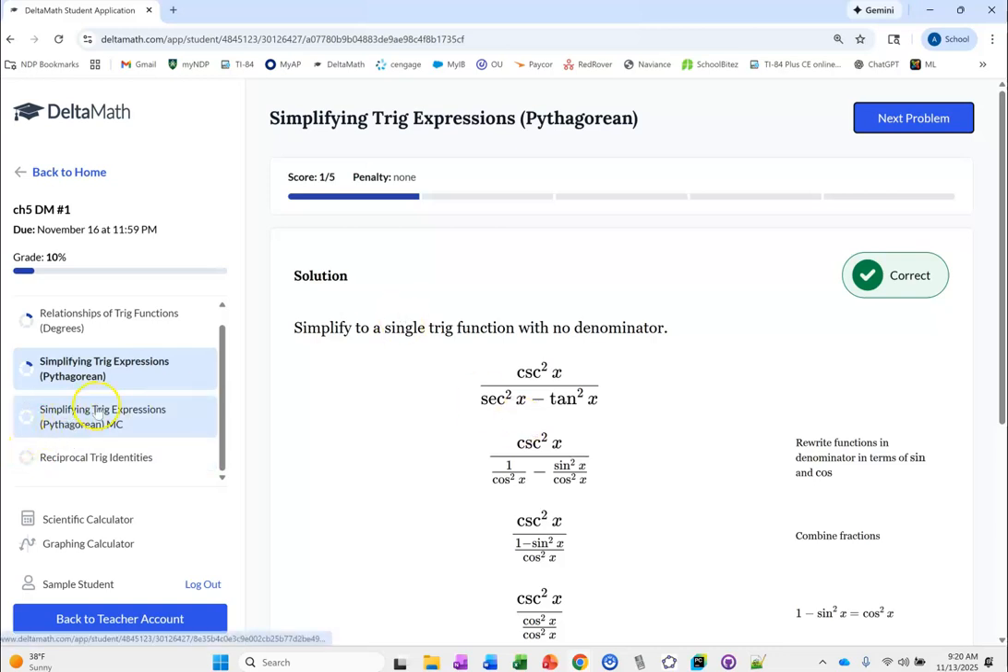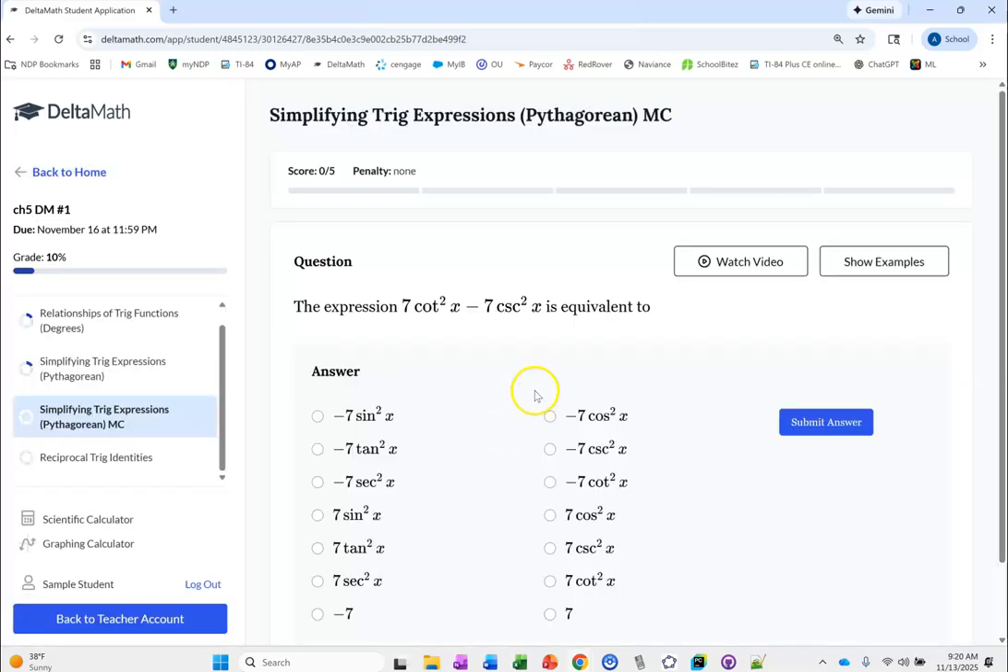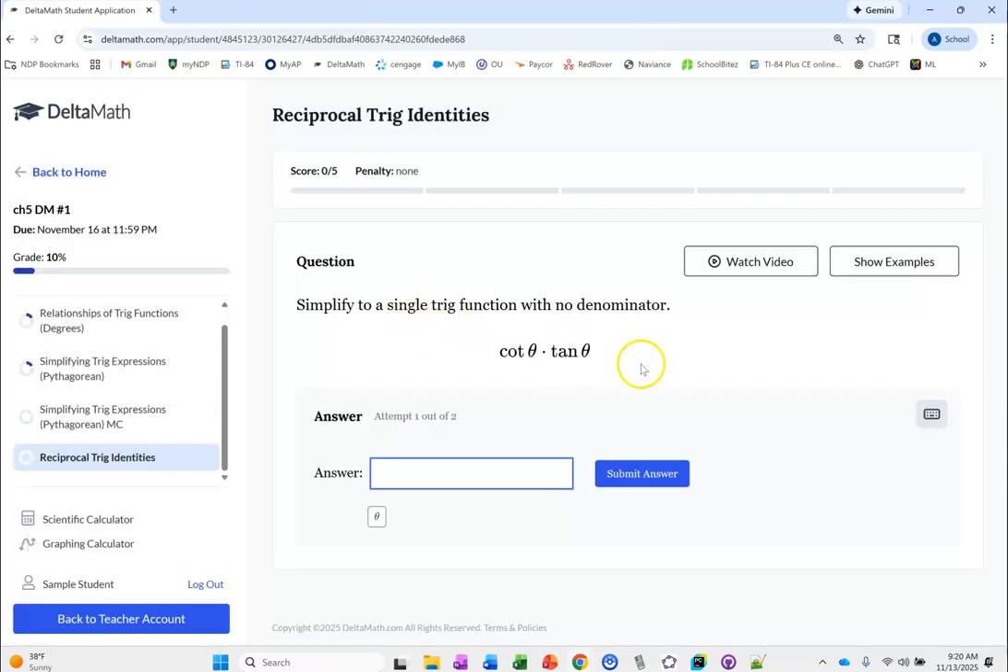The other 2 types of problems are kind of the same thing. It's just multiple choice or free response. And that's it. That's the plan for today. So if you're done with your sheets, you can start on the DeltaMath. If you still have stuff to do on your sheets, start on your sheets if that's what you feel like doing. Both of them are due Sunday at midnight. And that's the plan for today.